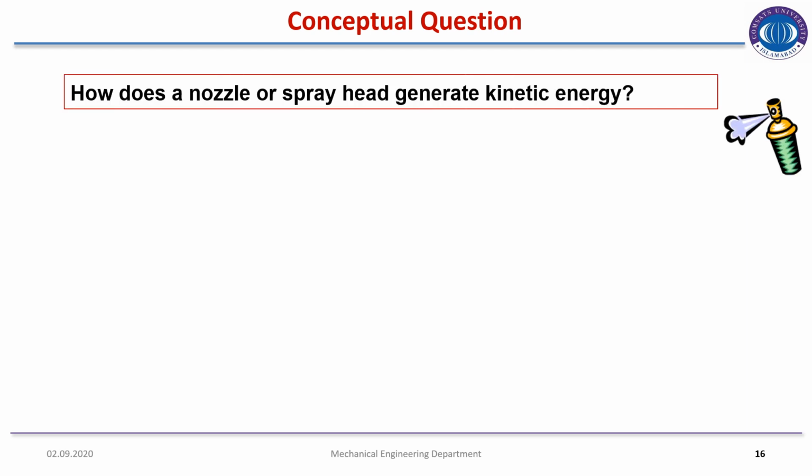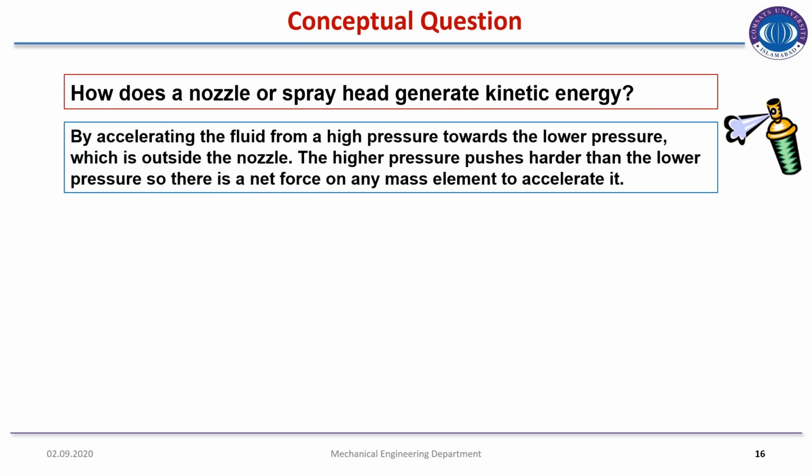Conceptual question: how does a nozzle or spray head generate kinetic energy? By accelerating the fluid from high pressure toward the low pressure outside the nozzle. The higher pressure pushes harder than the lower pressure, so there is a net force on any mass element to accelerate it. The spray head is a type like when you use deodorant.